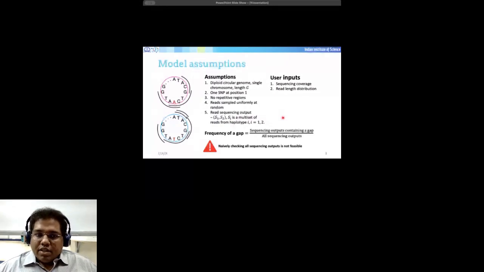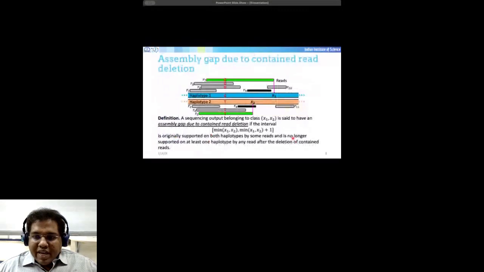The user will provide the depth of sequencing coverage and read length distribution, which corresponds to the choice of sequencing technology, as input. The frequency of observing a gap is simply the number of sequencing outputs which contain a gap divided by the number of all sequencing outputs. So how do we define an assembly gap due to contained read deletion?